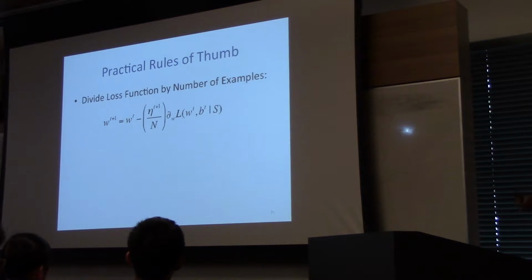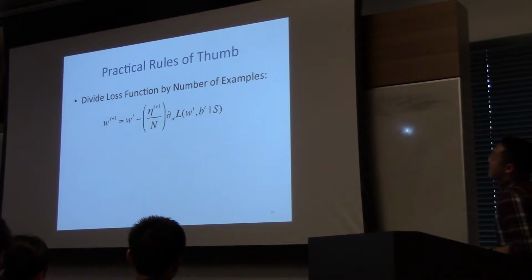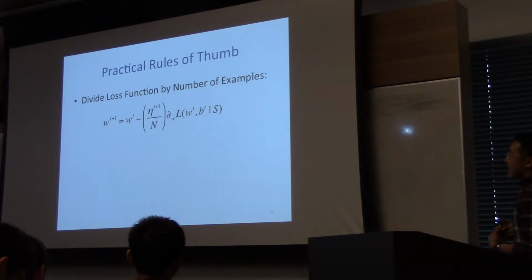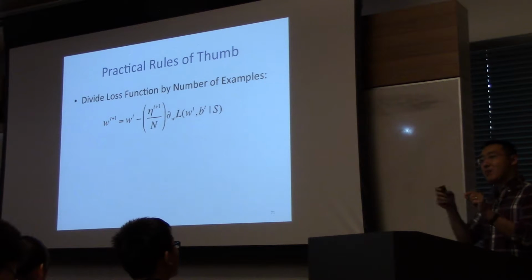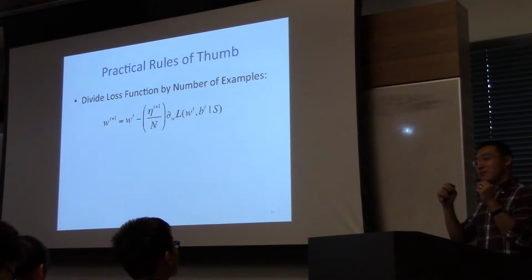Okay, so now given that, here are some practical rules of thumb. What I like to do, and you don't have to do this, but it's pretty common in industry, is to divide the loss function by the number of examples. So if n is the number of examples you have, and this is your loss function that sums over your entire training set, then you just divide by the number of examples. Once you divide by the number of examples, how you reason about step sizes becomes more comparable, because they're intuitively on the same scale.